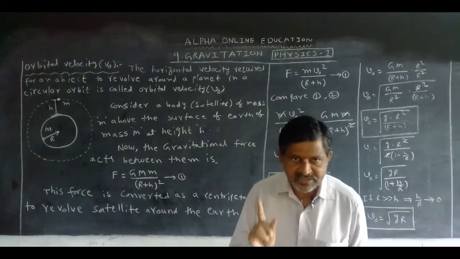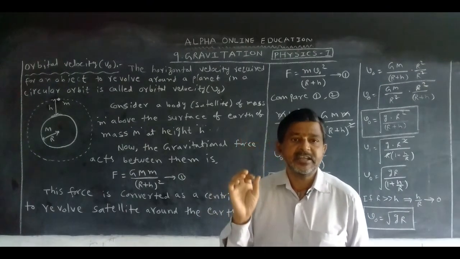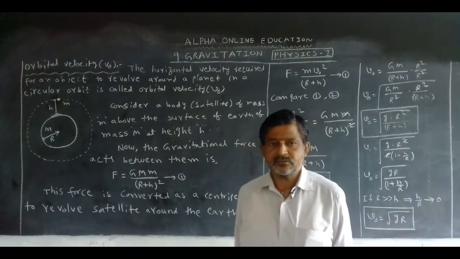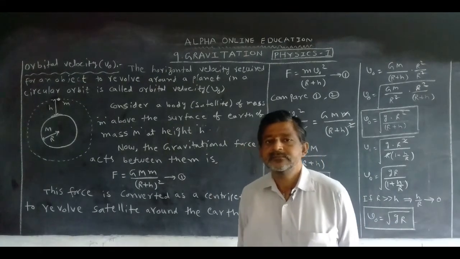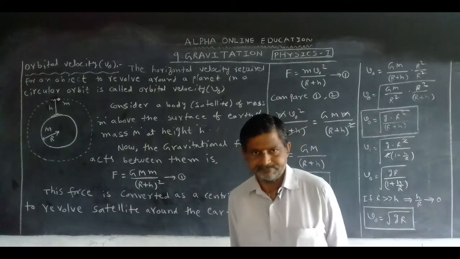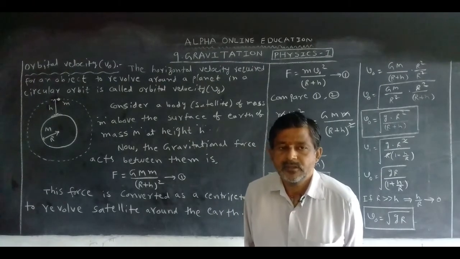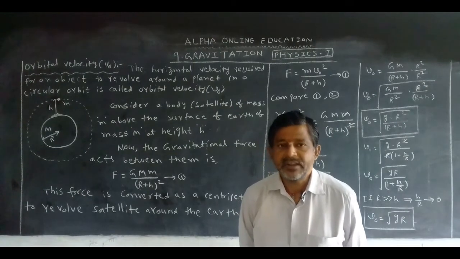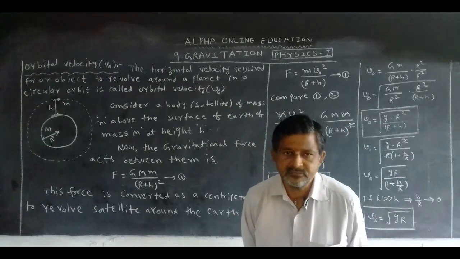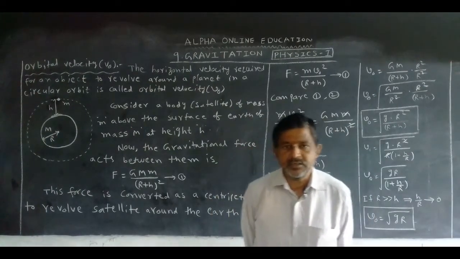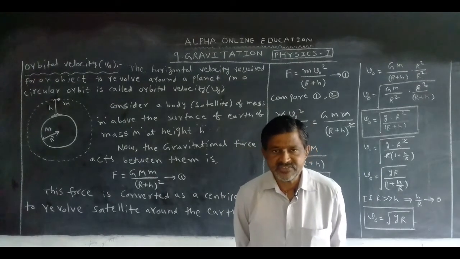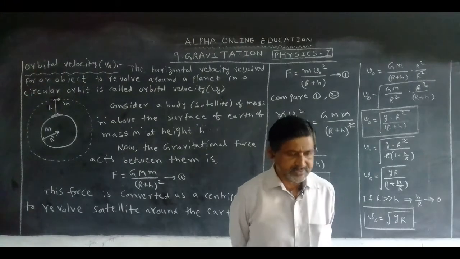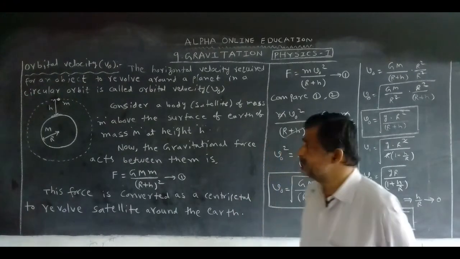Define escape velocity, derive the equation for it. That is another important question for 4 marks. And the next one: what is a geostationary satellite? Write the uses of it. These are the topics we want to discuss today in this class. Okay, first one, orbital velocity.